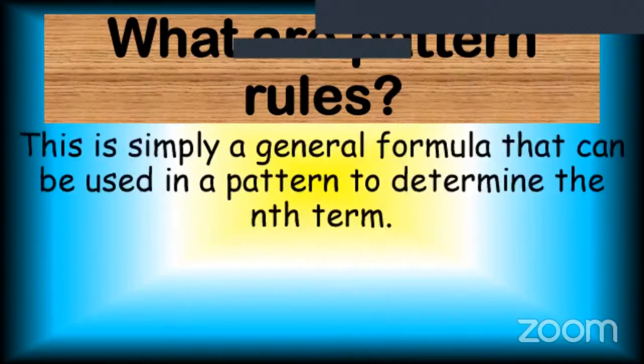So, what are pattern rules? There are some things we need to know about, the importance of having rules when we're determining patterns. This is simply a general formula that can be used in a pattern to determine the nth term. And the nth term is basically to determine any amount of terms. So, if you're determining the fifth term, you can use this rule or this formula. Or if you're going to determine the 100th term or the 158th term, you can always use this rule.